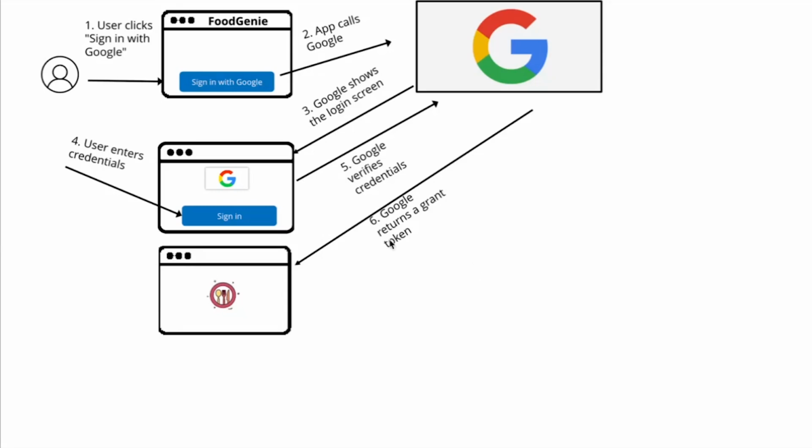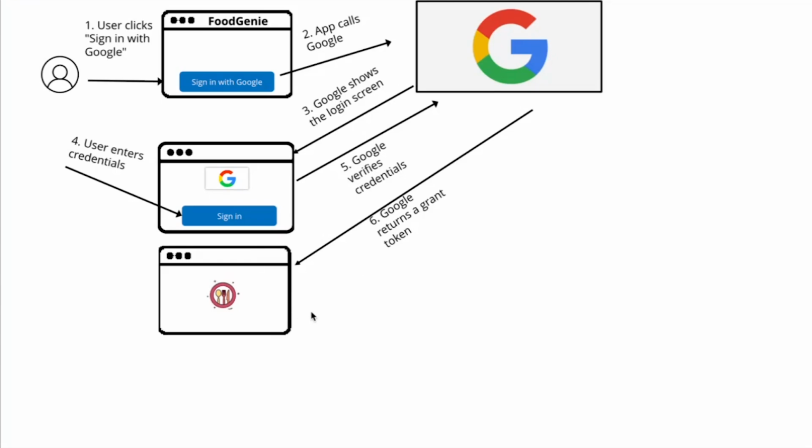So when I call Google, I tell Google that I want to be able to read this user's Google contacts. So the scope is defined here, which is nothing but reading this user's Google contacts. Because Google has verified my identity and I have given access to Food Genie to access my contacts, Google returns a grant token. This grant token is also called an authorization code, and it is more like an OTP.